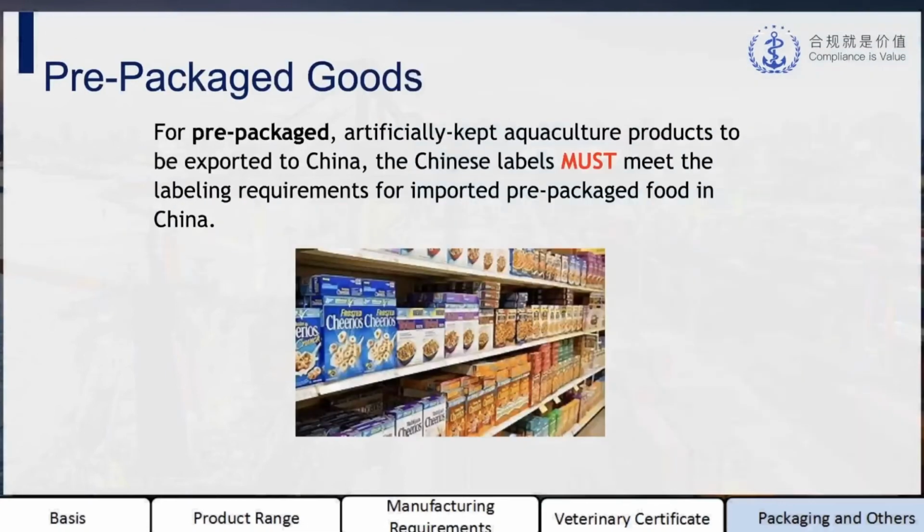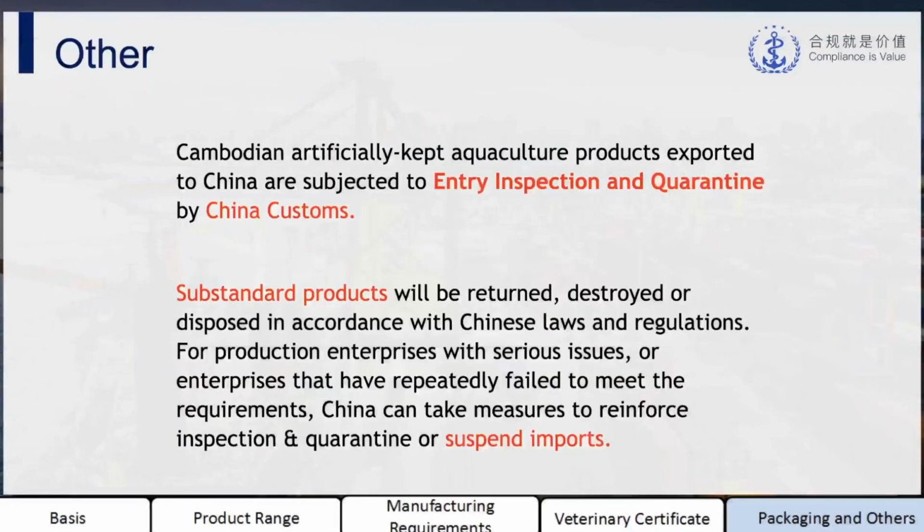Prepackaged goods. For prepackaged, artificially kept aquaculture products to be exported to China, the Chinese labels must meet the labeling requirements for imported prepackaged food in China.